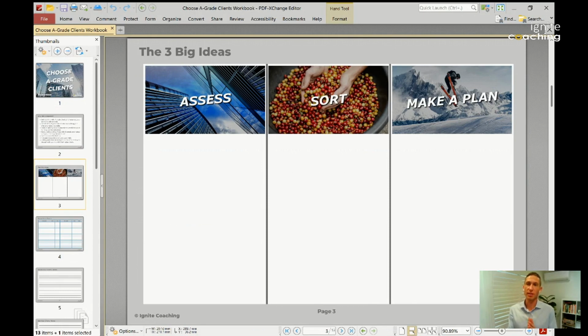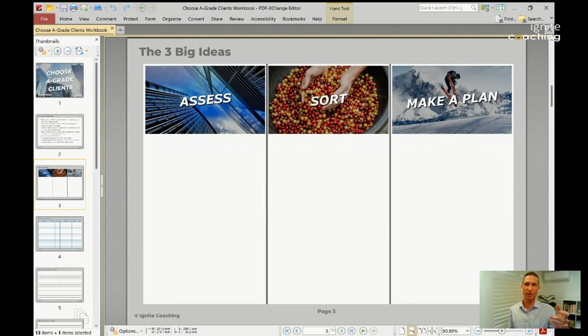So we want to go through a process of assessing our clients. The second big idea is sort. So we actually want to go, all right, well, of our A grade clients, and we'll talk about making a plan in a second, which is the third big idea, but of our, say, B grade clients, who of those do we want to invest time into those relationships and actually elevate them into A grade client status in, say, 12 months time? Or who's on the cusp of a C grade?